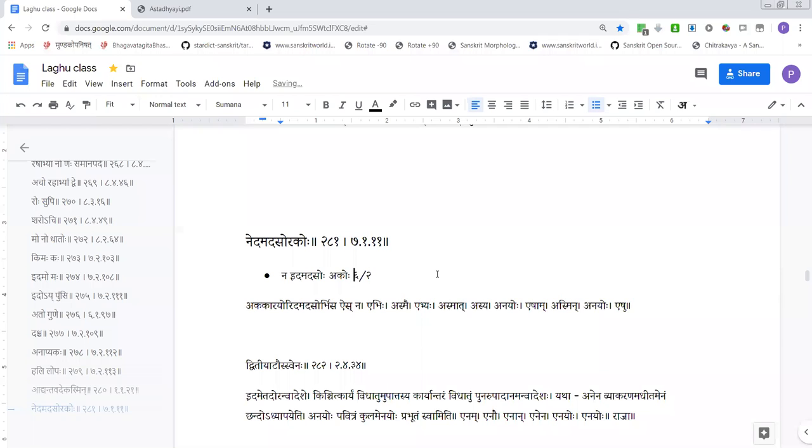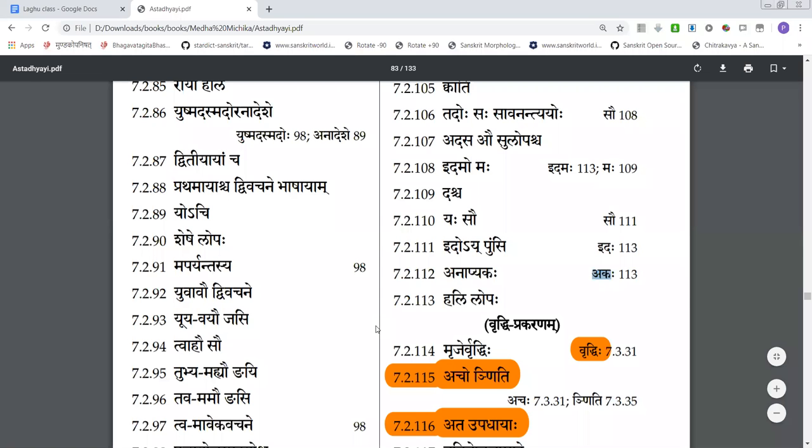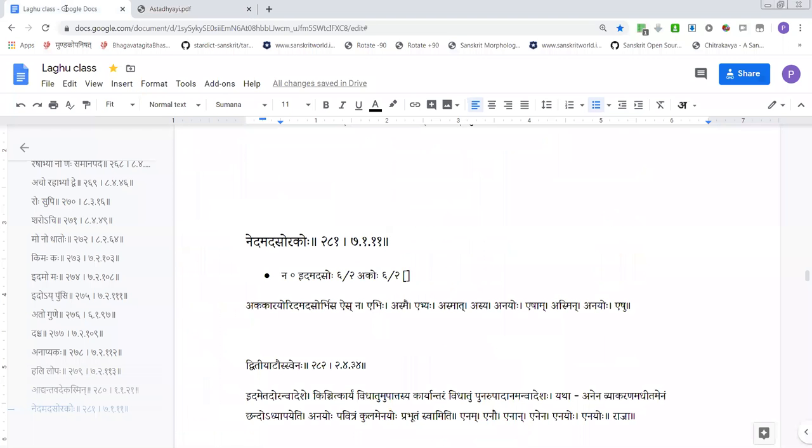Like akaha, akau, akoho, akam. That will be the shashti declension. Na. What na? Na. Idamadasoho is also shashti dvivachana. Akoho. What is the anuvritti here? Since we lost some time, we'll just look at this. What is the anuvritti of the sutra? 7.1.11.